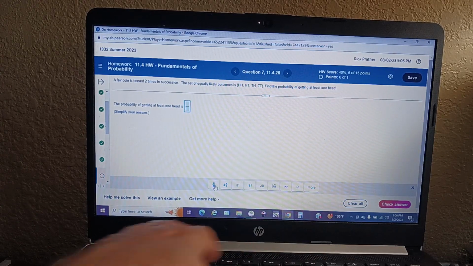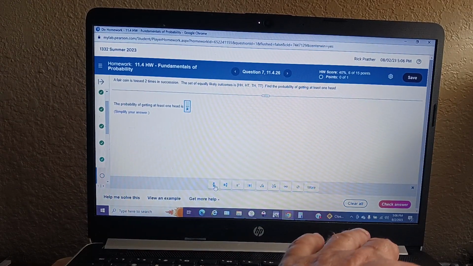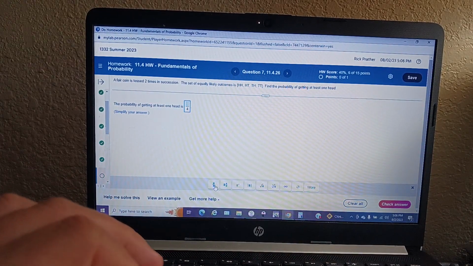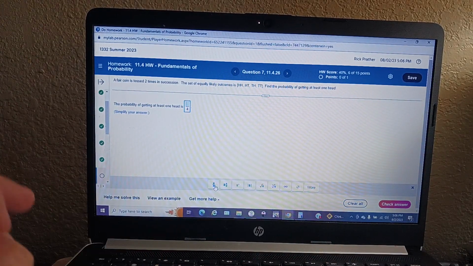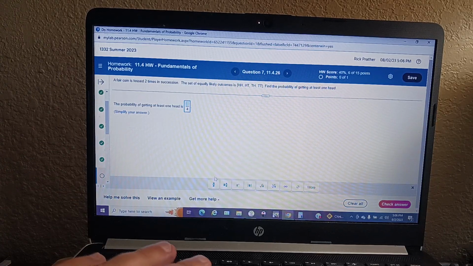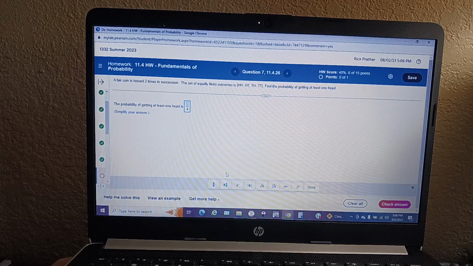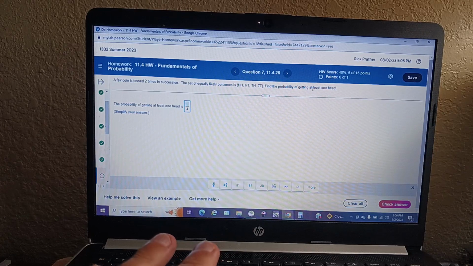There's 4 possible ways 2 coins can come up. If you do 2 coins, it's always over 4. If you do 3 coins, it's over 8. If you were to do 4 coins, it would be over 16. Now, the 2 problems I got that were the same said find the probability of exactly 1 head. Now, it doesn't say exactly 1. It says at least 1.